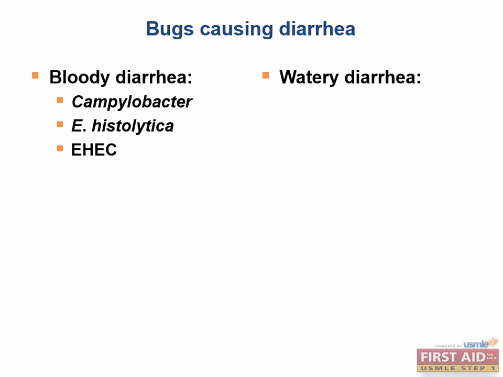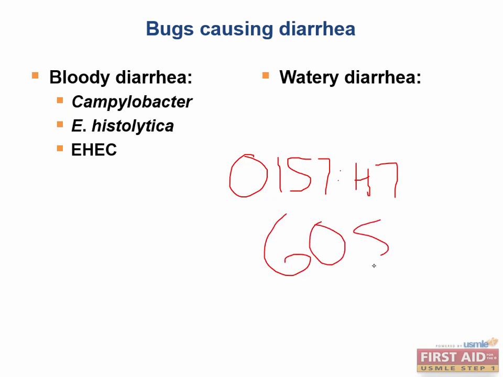EHEC stands for enterohemorrhagic E. coli, also known as E. coli O157:H7. This also causes a bloody diarrhea and presents kind of like Shigella, since it produces a Shiga-like toxin which inactivates which ribosomal subunit? It inactivates the 60S ribosomal subunit.